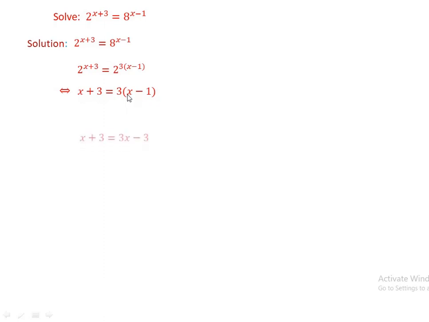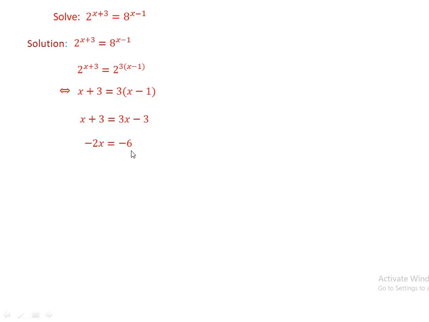And this is equal to x plus 3 is equal to 3x minus 3, because 3 times x minus 1 is 3x minus 3. So x plus 3 is equal to 3x minus 3. Now, by rearranging this, writing variable to variable and constant to constant, this can be expressed as x minus 3x equals minus 3 minus 3. That means x minus 3x is minus 2x, and minus 3 minus 3 is minus 6. Then we have minus 2x is equal to minus 6.